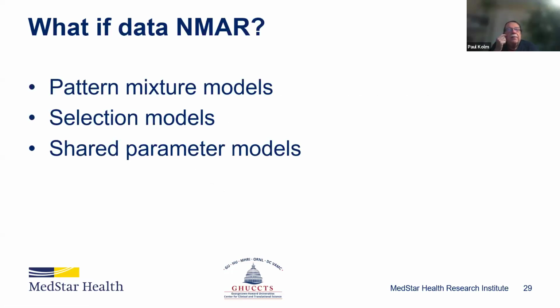So what then if the data is not missing at random? Well, there's different ways that we can do this. I'm just going to give an example of one here, pattern mixture models. There's other ways of doing this: selection models, shared parameter models, and as I mentioned in the beginning, we can also use propensity scores.